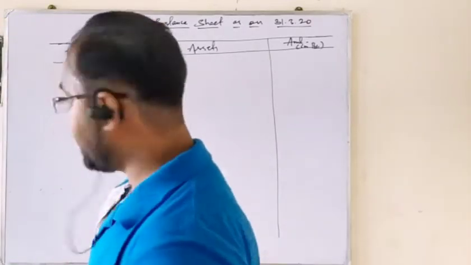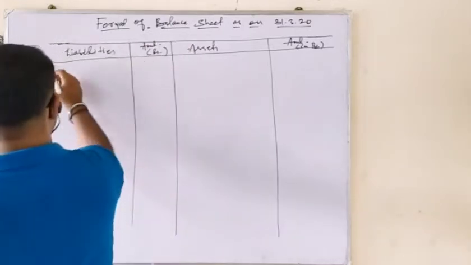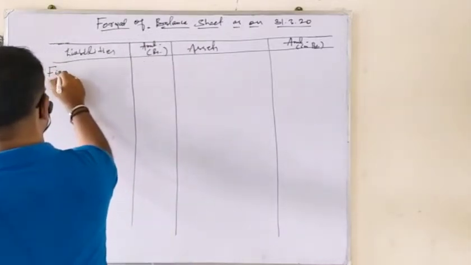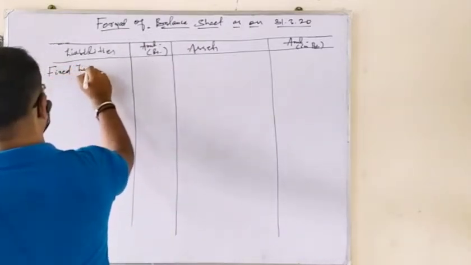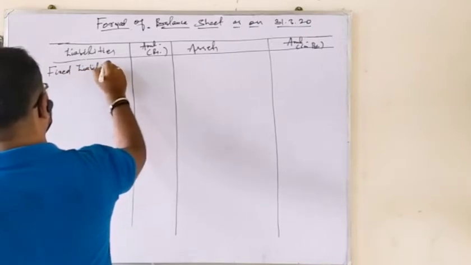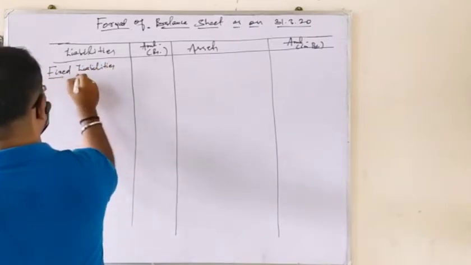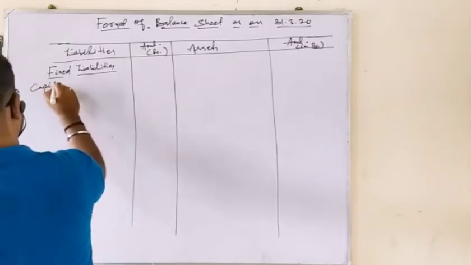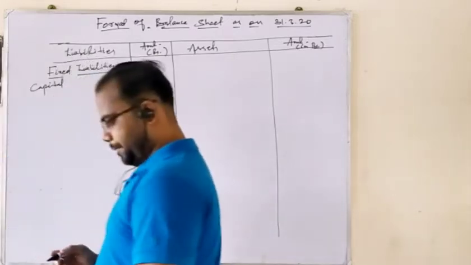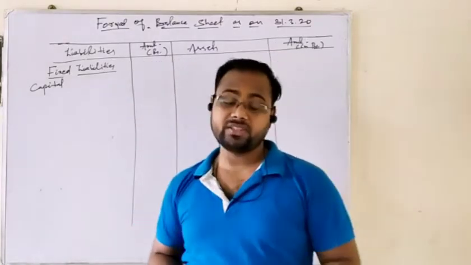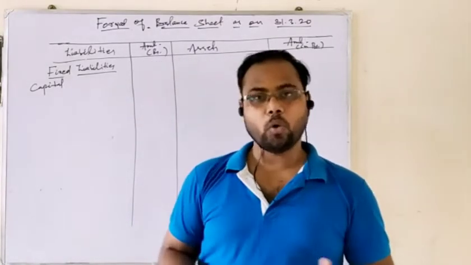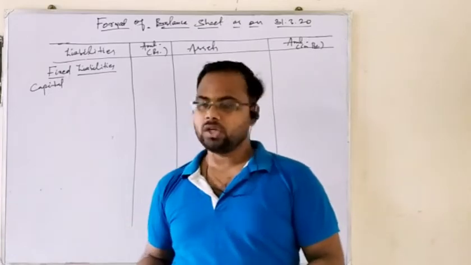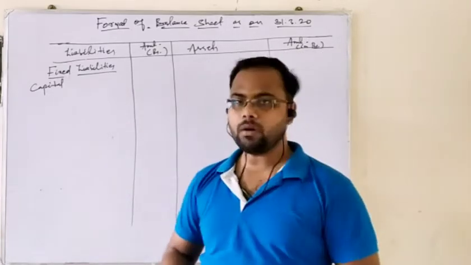So the first liability is fixed liability. Fixed liabilities. Under fixed liability, the first item is capital. Okay, what is this capital? This capital is the fund that is invested by the owner or the businessman. So that exists on the liability side of the balance sheet.